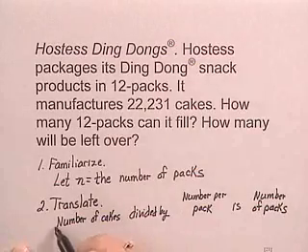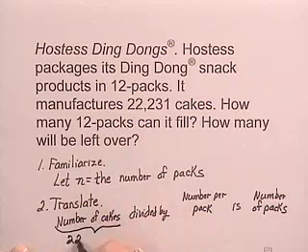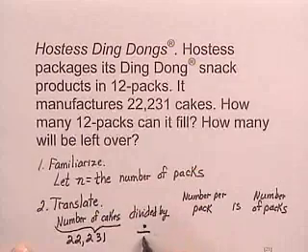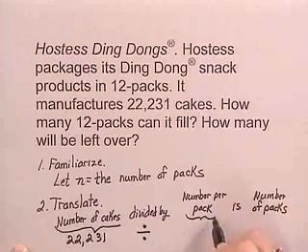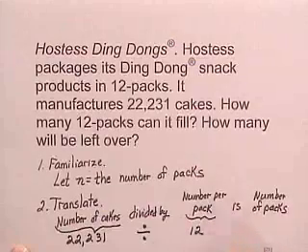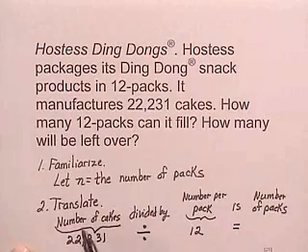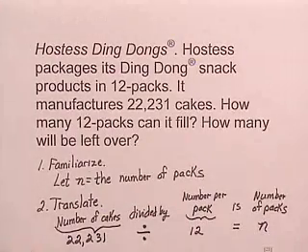The number of cakes, we know, is 22,231. Divided by, we use the symbol for division. The number per pack is 12. Is translates to equal, and the number of packs we defined as n. So we've translated to an equation: 22,231 divided by 12 equals n.